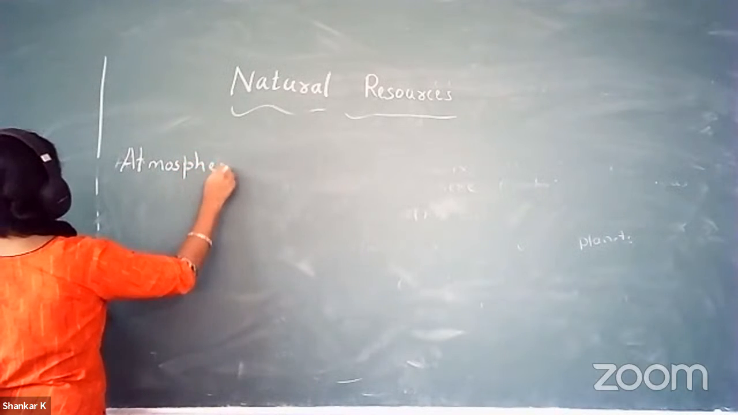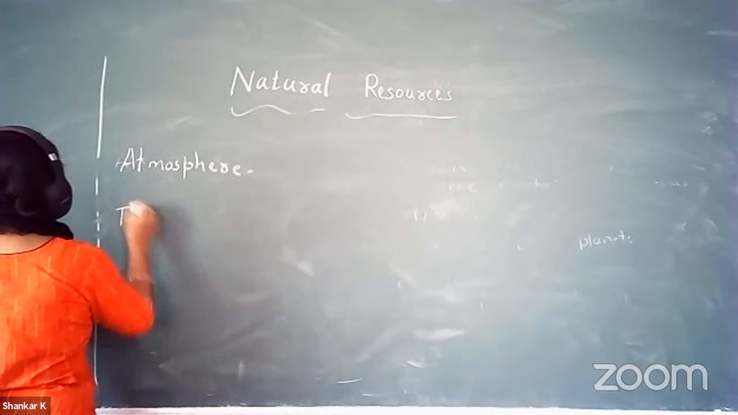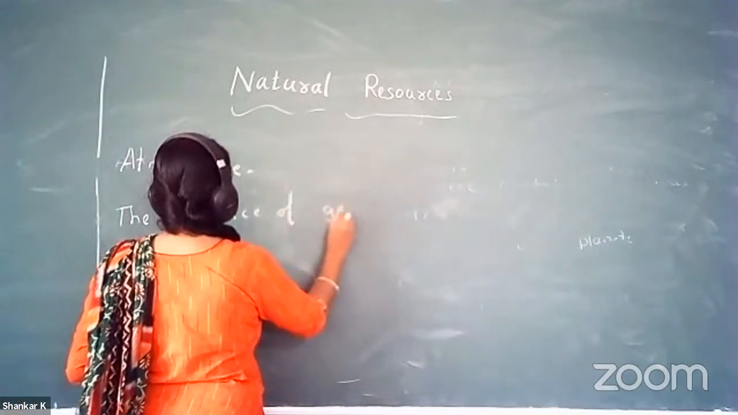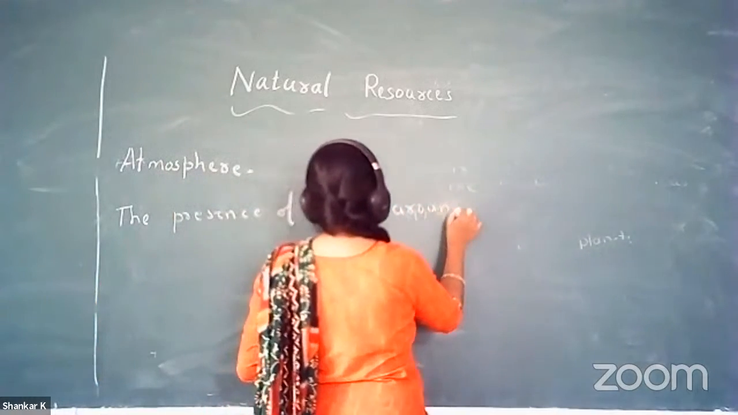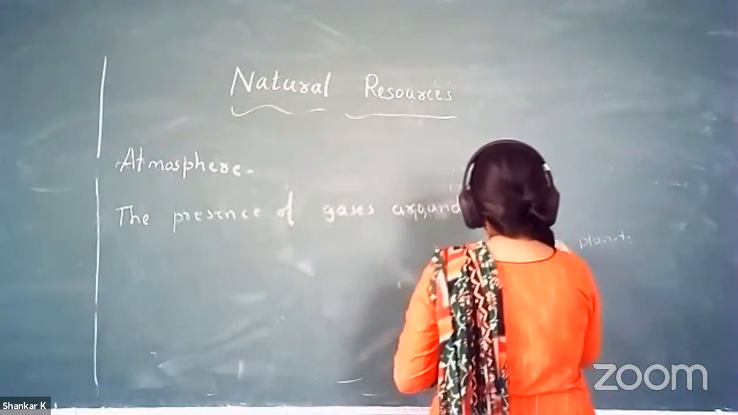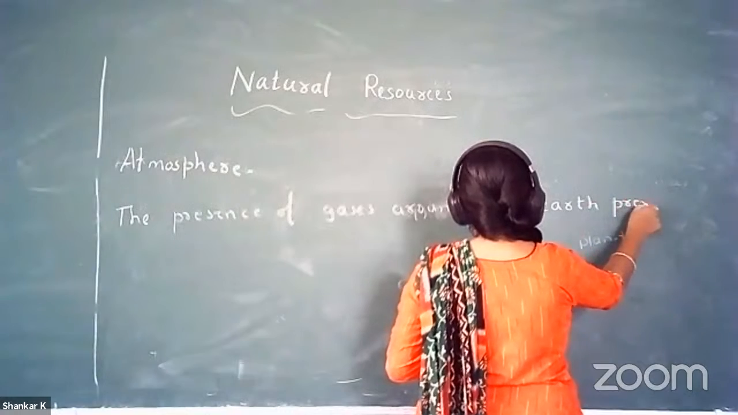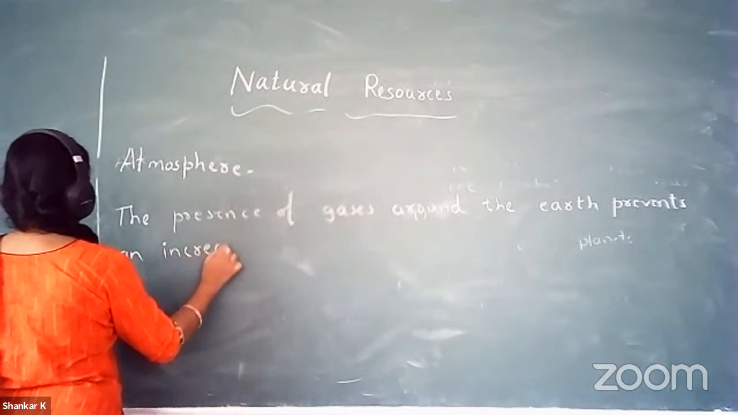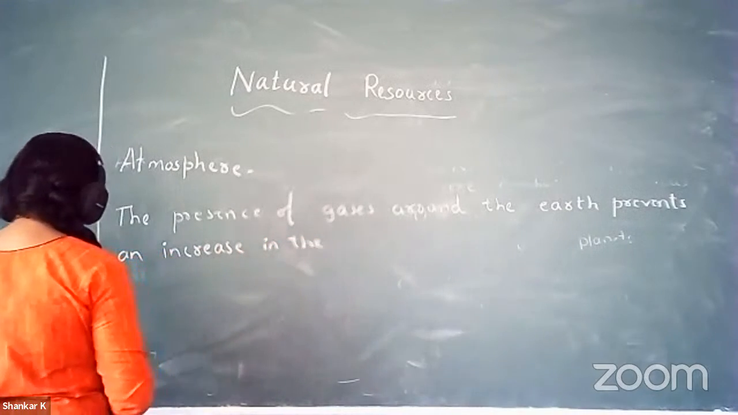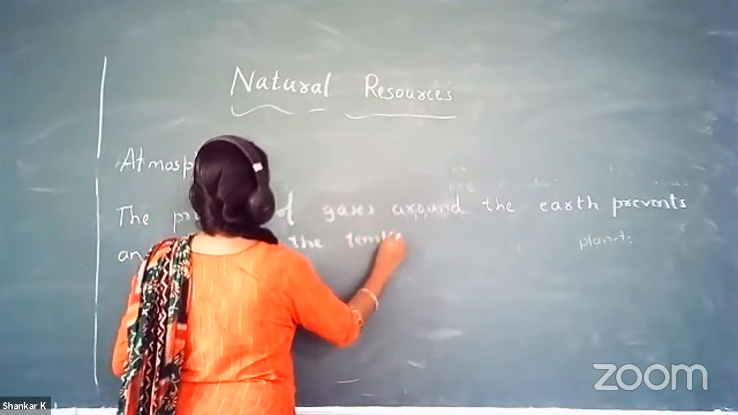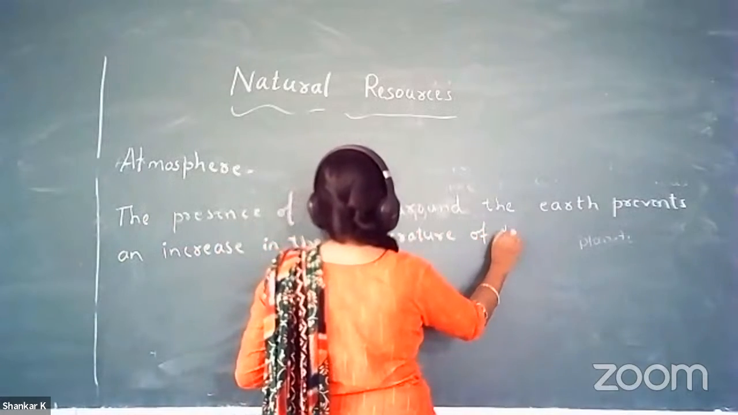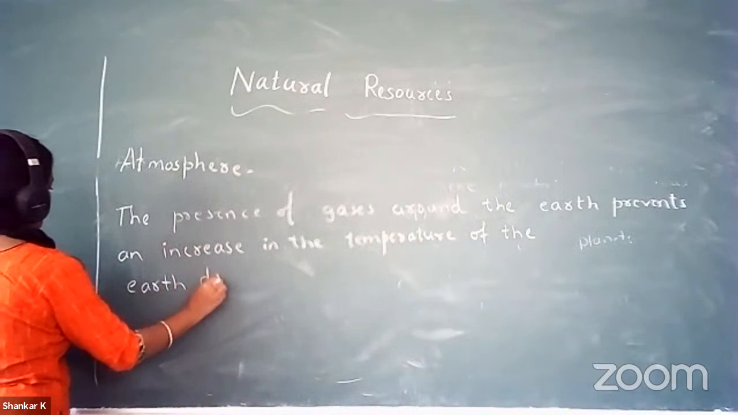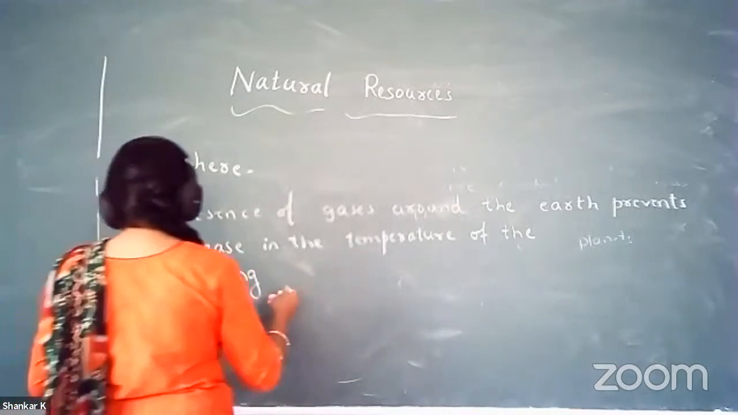The atmosphere, the presence of gases around the earth, prevents an increase in the temperature of the earth during the daytime.